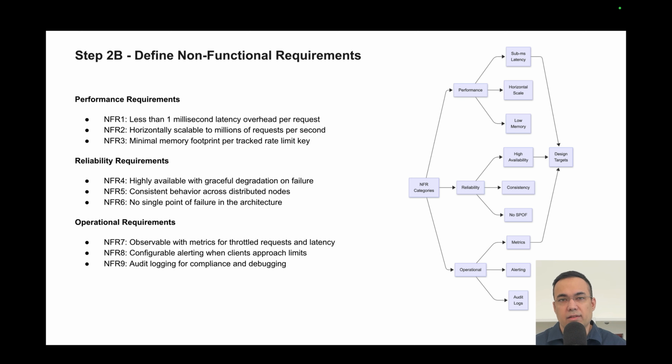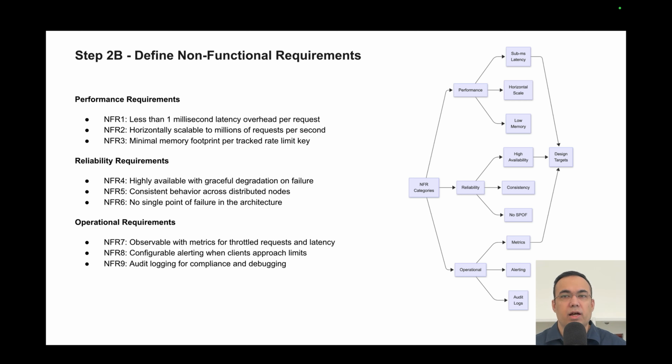The second category is reliability requirements. NFR4 states that we should be highly available with graceful degradation on failure. If the rate limiter fails, the system should still function. NFR5 states that we should have consistent behavior across distributed nodes. A user should not be able to bypass limits by hitting different servers.